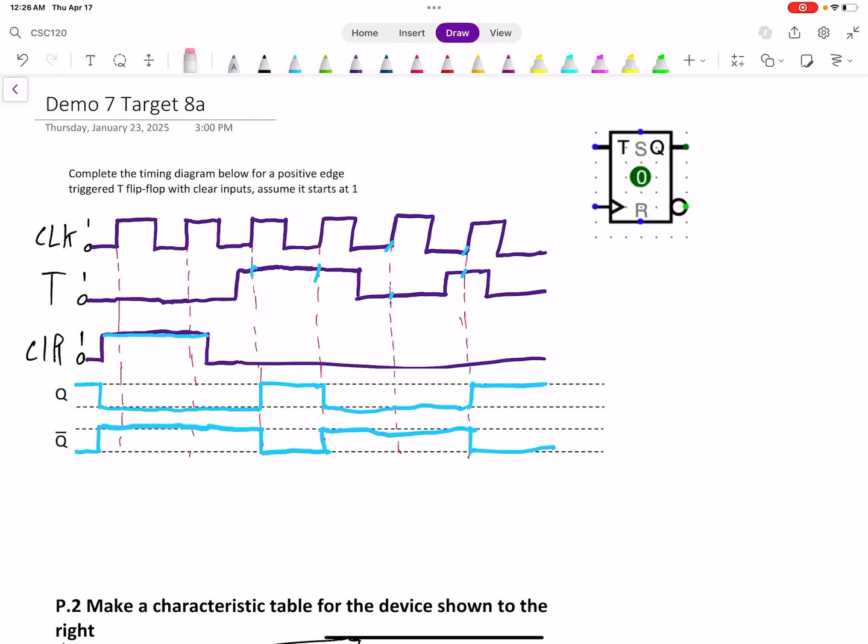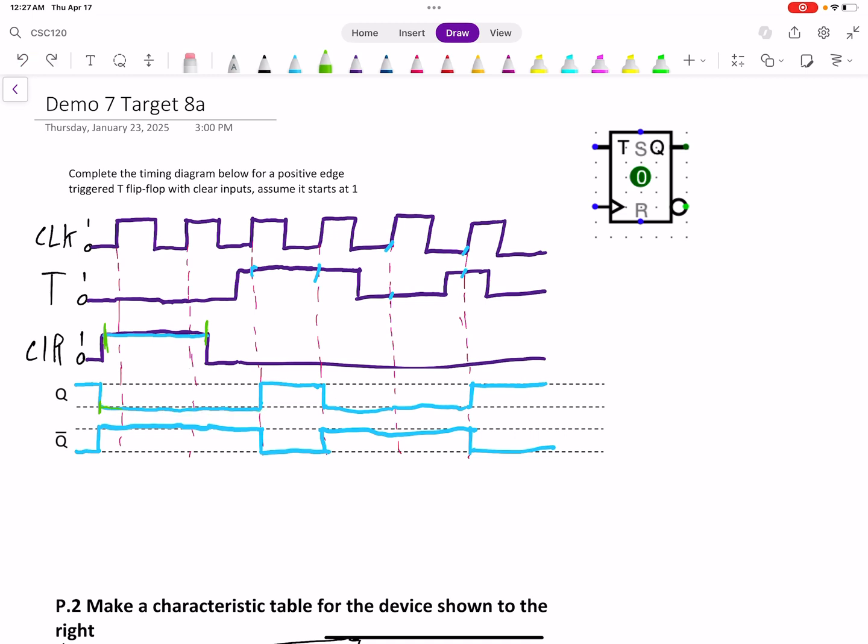Hello, in this video I'll be demonstrating how to do target 8A, where I'll be completing this timing diagram below for a positive edge triggered T flip-flop with the clear inputs as well. Let's assume this starts at 1, as it tells me right there. You see our value right here started at 1 in the green, and then as soon as it hit the clear right here, it would go straight to 0. That's our output value right here.